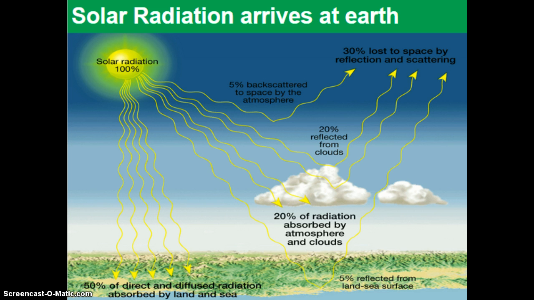Another 20% is absorbed by our atmospheric gases as well as the clouds, and then out of the 55% that makes it all the way to Earth's surface, 50% will get absorbed by either the land or the water, and some of it, or about 5%, actually gets reflected off of Earth's surface back into the atmosphere, some of that making its way back out into space itself.